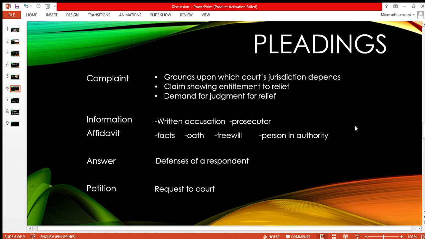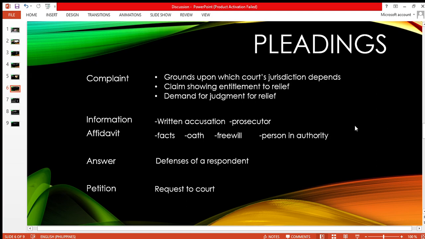the complaint will be prepared by the investigator, and after the filing of the complaint, the investigator will forward that complaint to the prosecutor. Ipapasa niya ngayon yung investigation report niya, yung reklamo mo doon sa prosecutor. The written accusation is now prepared by the prosecutor. Anong gagawin ng prosecutor doon sa pinasa mo na complaint sa kanya?